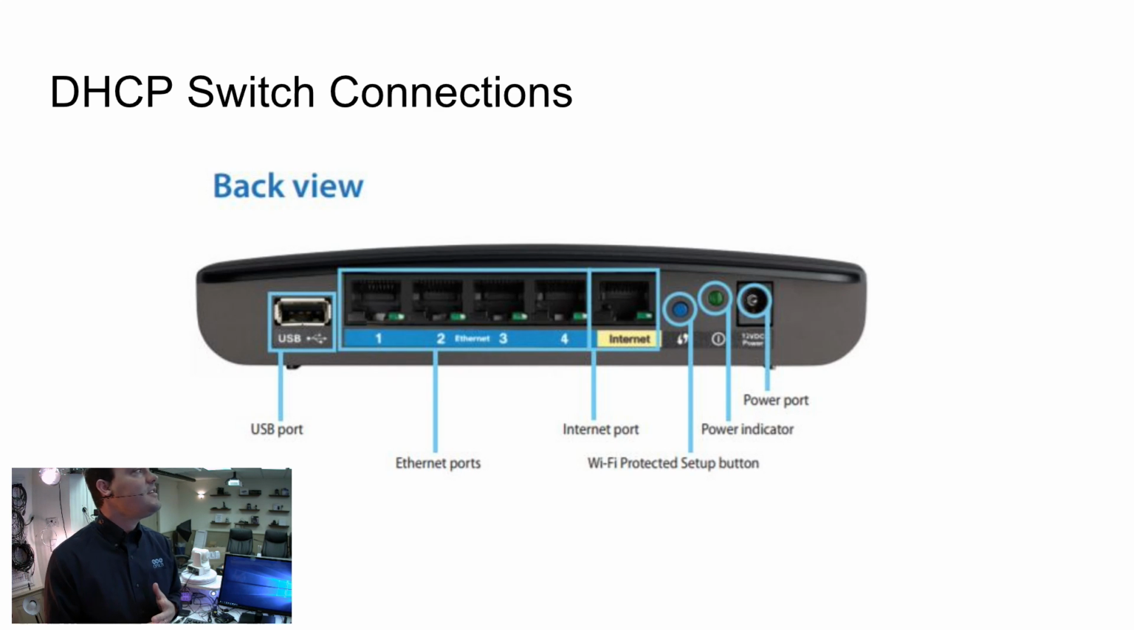Now on the back of the DHCP switch here, you can see we have a built-in switch. So there's 4 Ethernet jacks. We use 3 of them in this video. And then we have the internet, which would connect to your router or your modem. So then we have just a power, and we just make sure everything's plugged in and on.